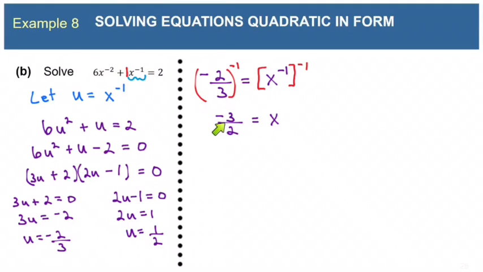Remember that when you do a reciprocal, the sign does not change. A lot of people think the sign changes. It does not. So if it was negative before, it'll still be negative after. So this is one of our x solutions.